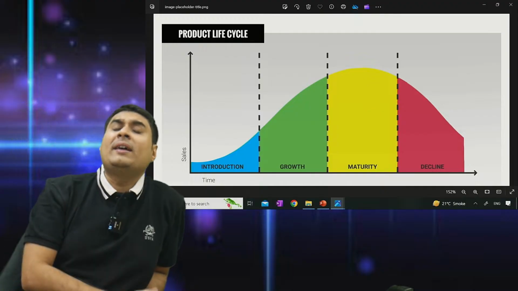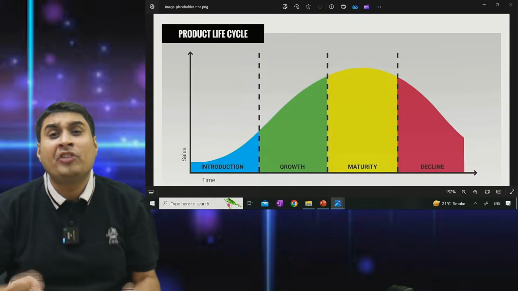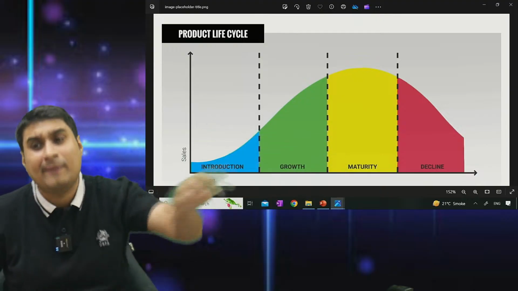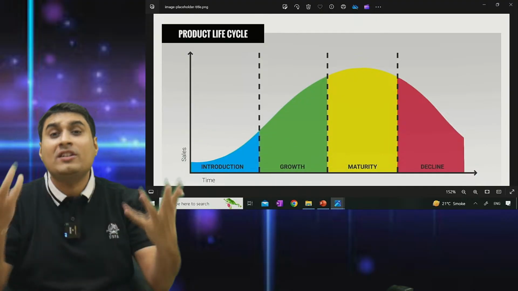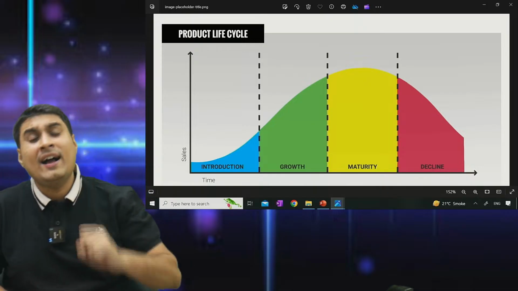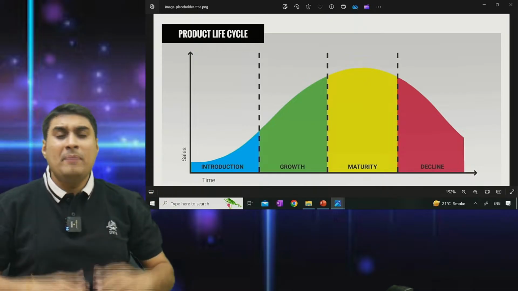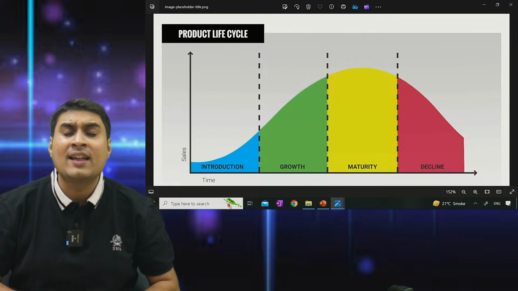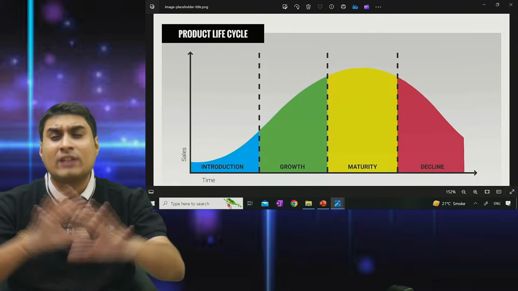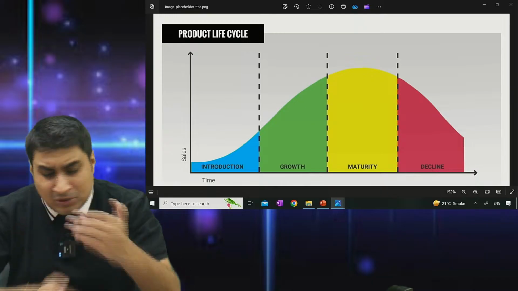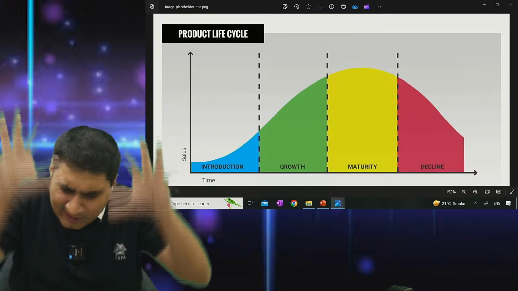Whenever Maggie came for the first time in a college near Ahmedabad, they were giving Maggie. No one wanted to eat. Cost was very high. People didn't know how to make the product. Sales are very less. You are making substantial changes in the product. Demand is at a lower rate.